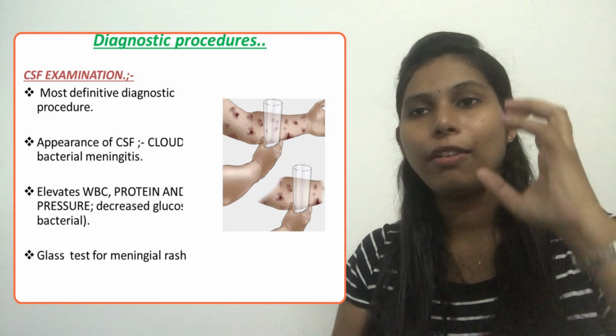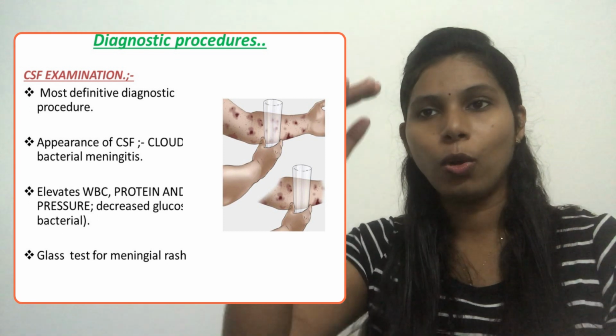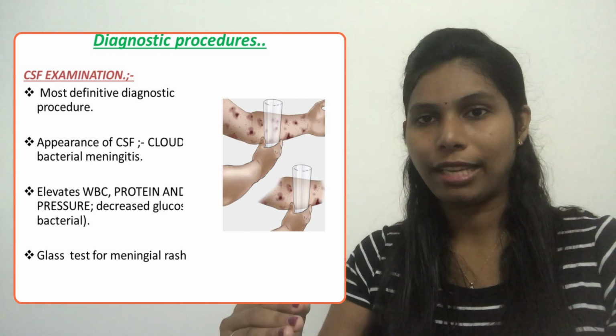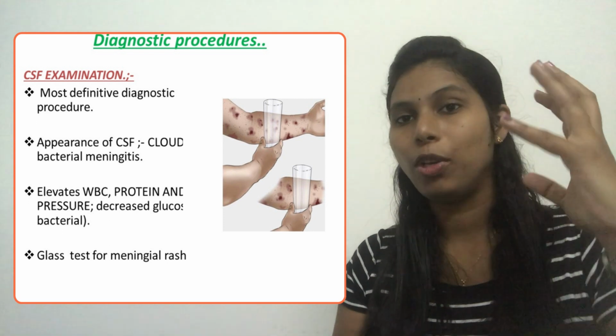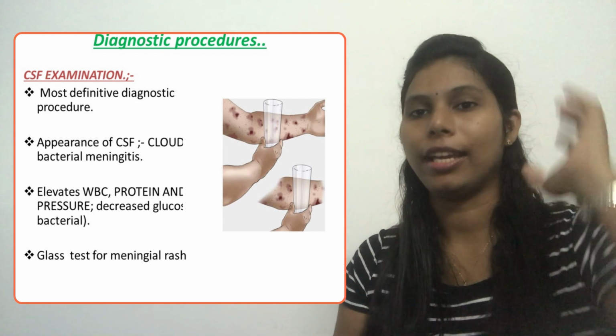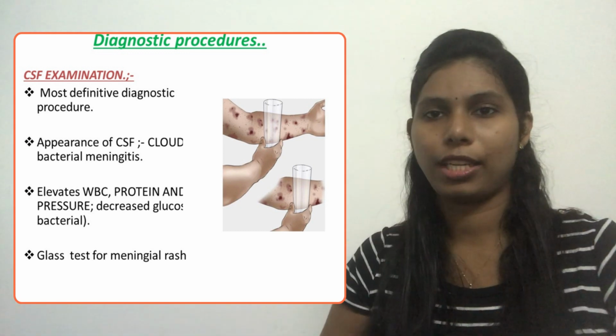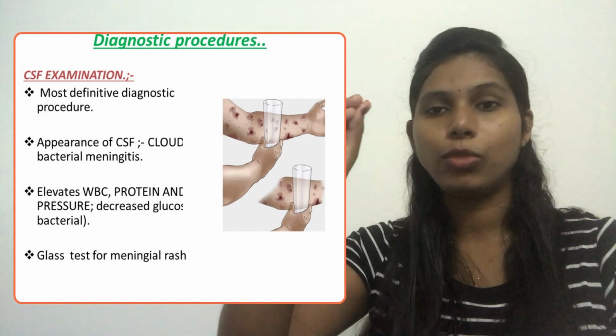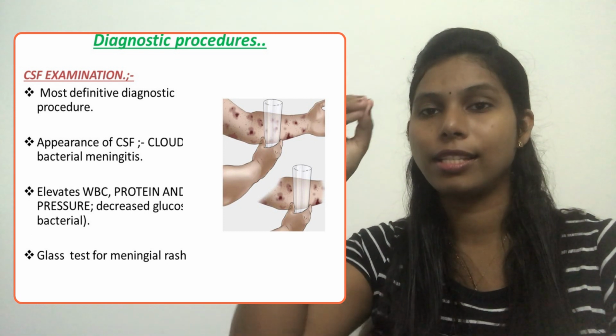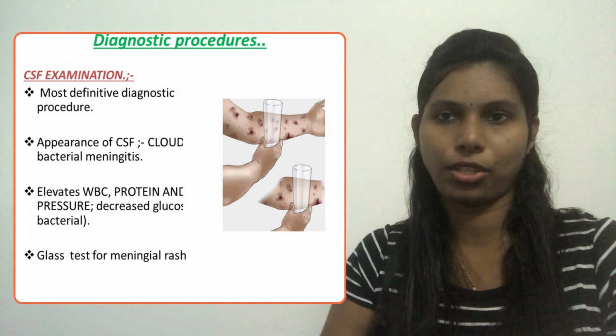But when the client has an infection of meningitis, the glucose will be low, especially in bacterial meningitis, and WBC and protein will be high. Also, the CSF pressure will be increased. So those are some changes that we can see in CSF analysis or examination.